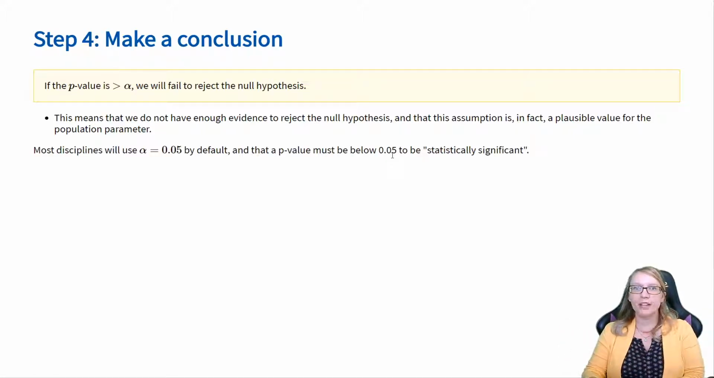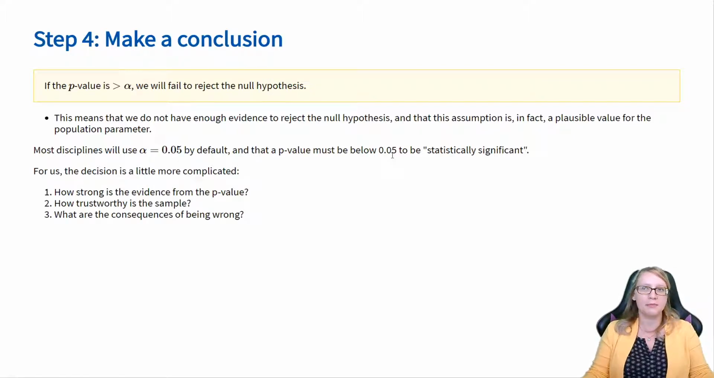Again, most disciplines will use alpha equal 0.05 by default and use this phrase statistically significant as sort of a magic seal of approval. We'll shy away from that phrase and just talk about how strong our evidence for or against some conclusion actually is. For us, here are the things we want to consider. How strong is the evidence from the p-value? How trustworthy is the sample? And then finally, what are the consequences of being wrong? Is it less important or less severe for us to be wrong in one way than it is in another?